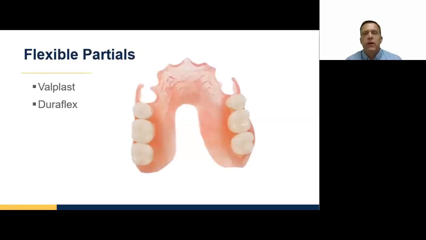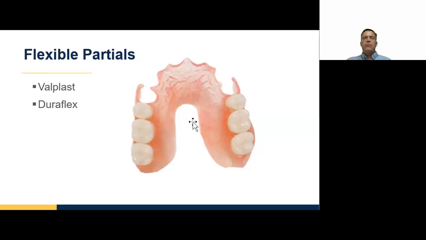Flexible partials, I'd say, are newer in the market. Valplast has been around since the 60s, so they're newer than metal, but not a brand new thing. The thing you want to keep in mind with this is they're more translucent as well. They're not only pink, but when you hold them up to the light, you can kind of see through them, like you see in the palate here. So they do tend to disappear, but the whole thing is flexible. So the teeth are rigid, but everything else in this prosthetic can move a little bit.